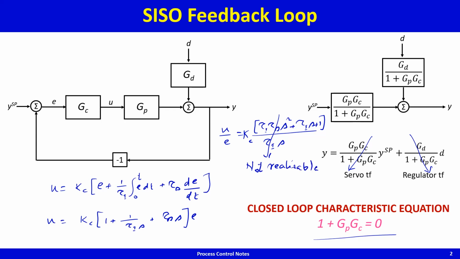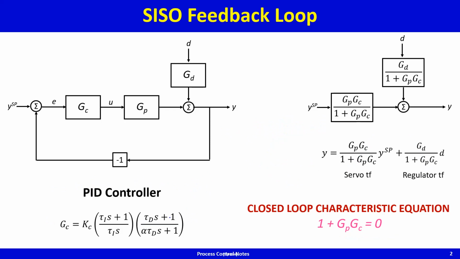because numerator order m is greater than denominator order n, and therefore different variants are used for approximating the derivative action, because a perfect derivative is physically unrealizable, and this order is greater because of the derivative action, because of this term. In practice the most commonly used PID controller transfer function is this guy. This is the standard PI controller, and then you add a lead-lag which is lead dominant, which is heavily lead dominant.